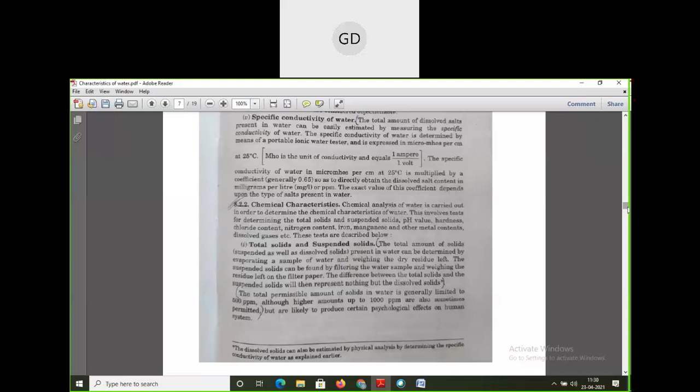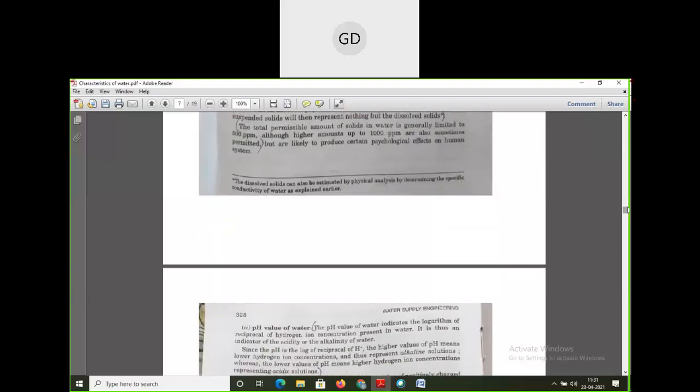So next is your pH value. pH value of water. So what is pH? This one is very simple. Everybody, I hope you know what pH is. You can say it is the negative or reciprocal logarithm of the hydrogen ion concentration. It is just a definition. But what does pH actually mean?